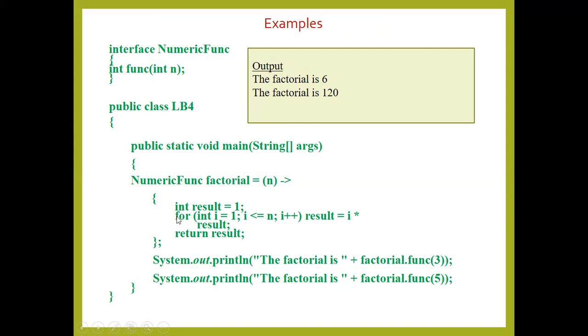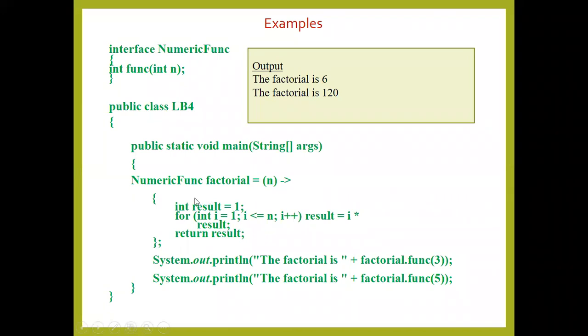Inside this main method, this lambda expression is defined. This is the body of the lambda expression, the third component of the lambda expression. The first component is the argument. This is the parameter we are passing, the first component of the lambda expression. The second component of the lambda expression is the arrow token. This is the second component.